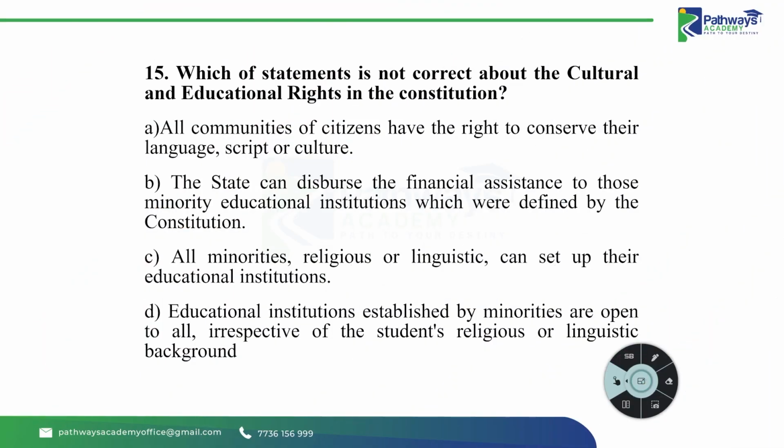The next question, 15. Which of the statements is not correct? Fine. So we need to choose the wrong statement about the cultural and educational rights in the Constitution. So you are speaking about article number 29 as well as article number 30 in the Constitution. Very good. All communities of citizens have the right to conserve their language, script, or culture. So all communities. Yes, all communities.